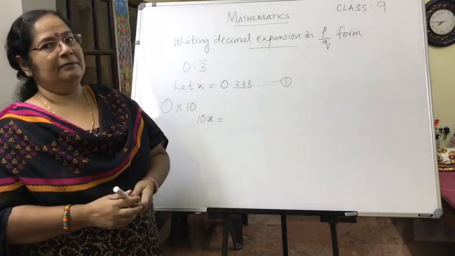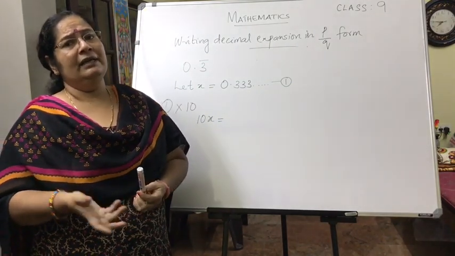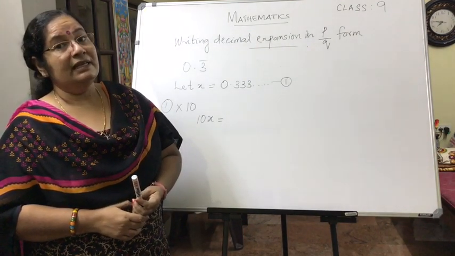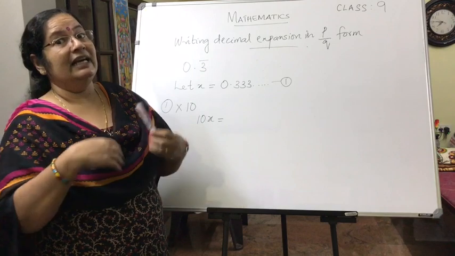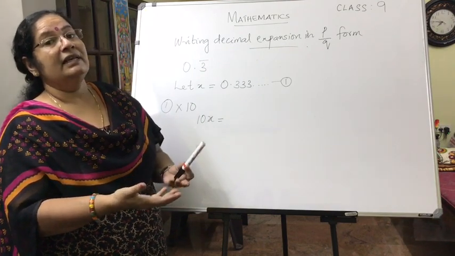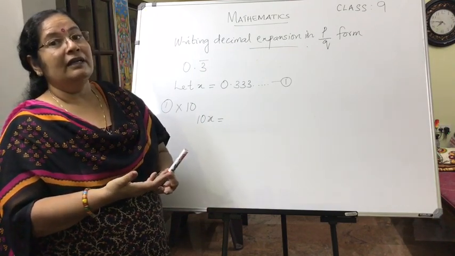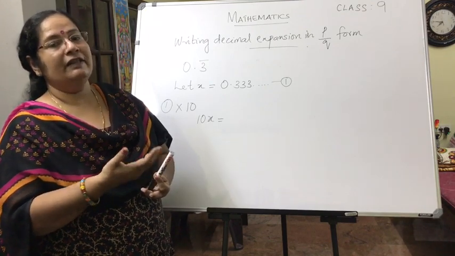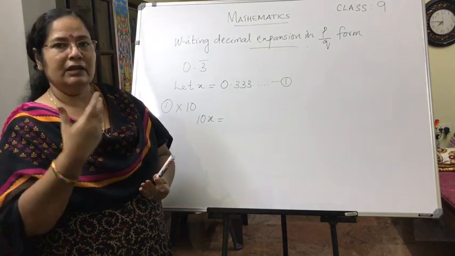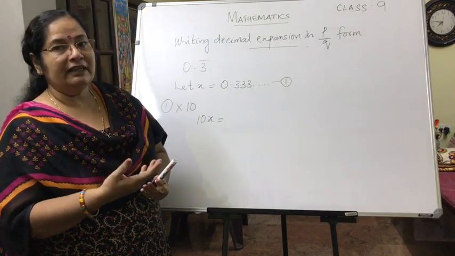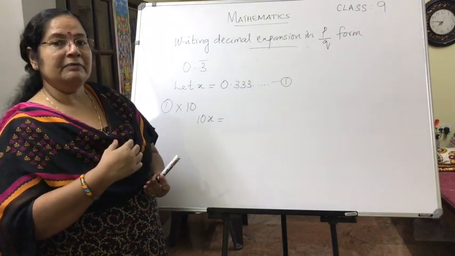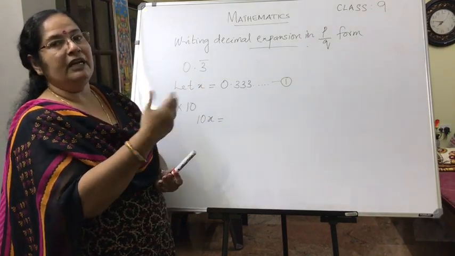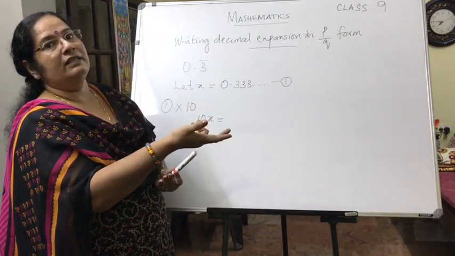Go for multiplying a decimal with 10, 100 or 1000. What was the rule there? When you multiply a decimal with 10, 100 or 1000, the decimal place shifts towards the right. How many places? Depending upon the number of zeros that comes after 1. That is whether you are multiplying with 10, 100 or 1000. When you multiply with 10, you will shift the decimal place 1 place towards the right. If you are multiplying with 100, 2 places towards the right.